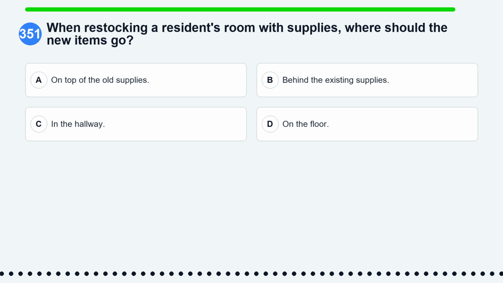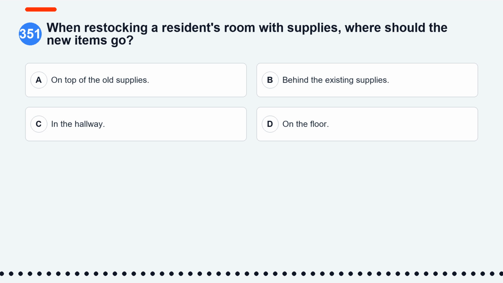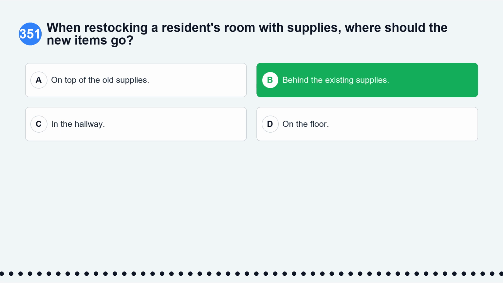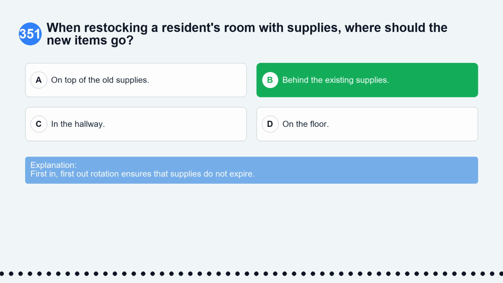Question 351. When restocking a resident's room with supplies, where should the new items go? Option A, on top of the old supplies. Option B, behind the existing supplies. Option C, in the hallway. Option D, on the floor. The correct answer is option B, behind the existing supplies. First in, first out rotation ensures that supplies do not expire.